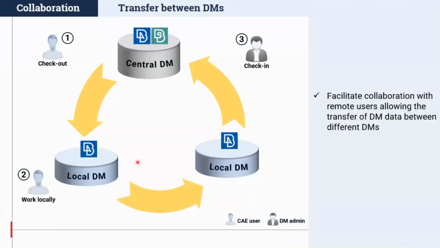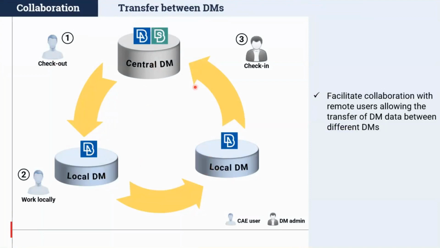In version 21, we have introduced a new functionality called send to other DM, which enabled the transfer of data from one central DM to a local DM so that the user would be able to work locally and make the changes. Once the changes have been made locally, you can push the data back to the central DM. In this version, this functionality has been further enhanced with the possibility to send the data back to a server-based SPDRM DM as well.